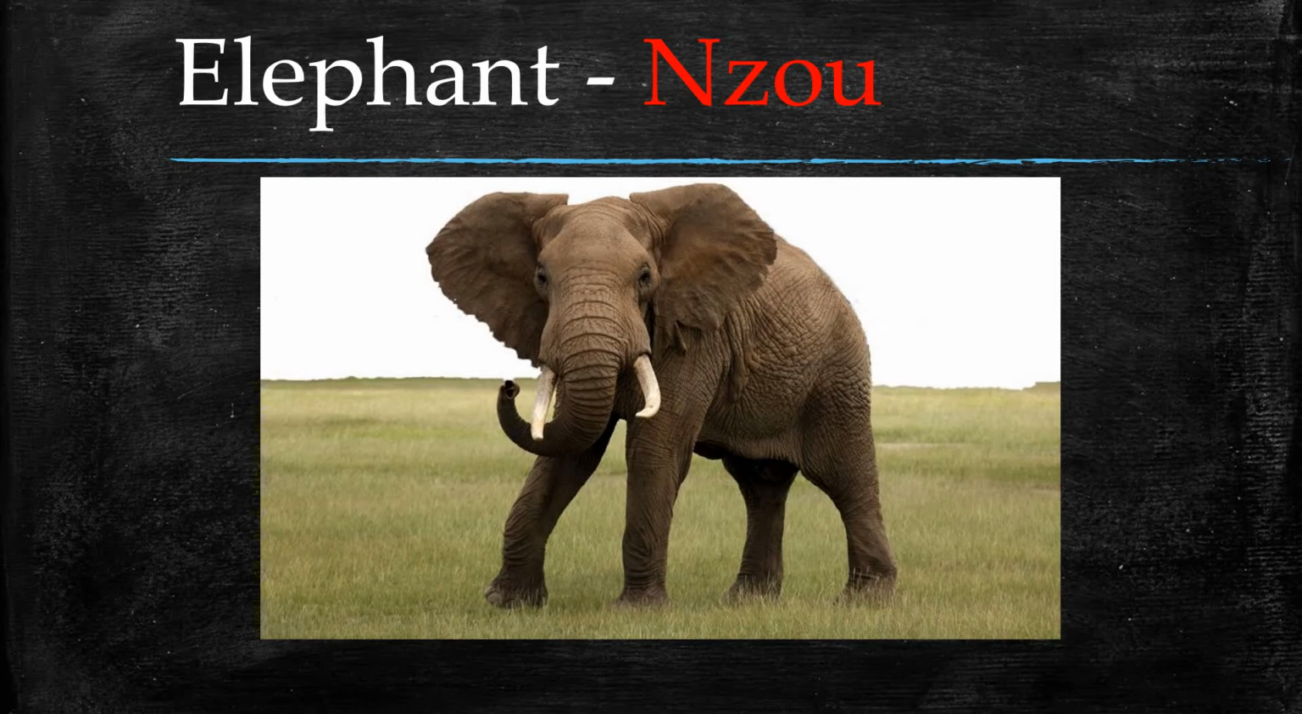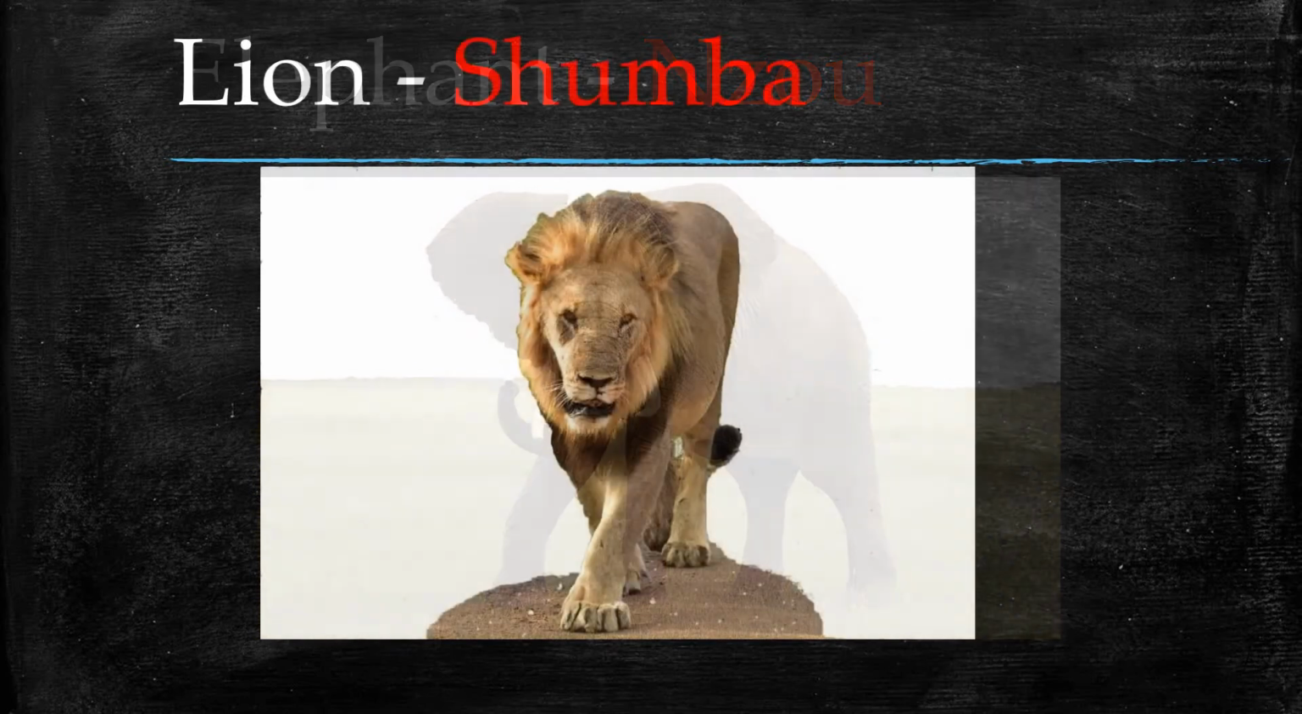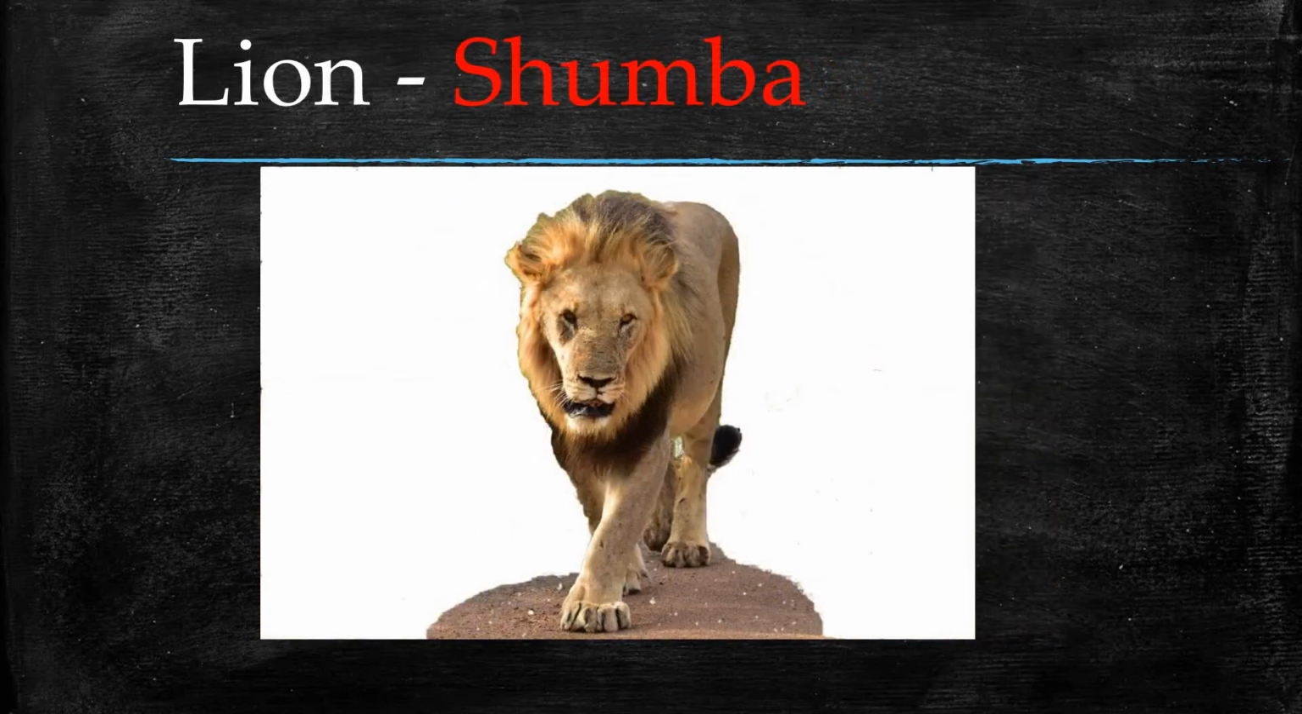The elephant in Shona is called Nzou. Followed by the king of the jungle, Simba, the lion. Yes, Simba is the Swahili name for lion, but in Shona we call it Shumba.